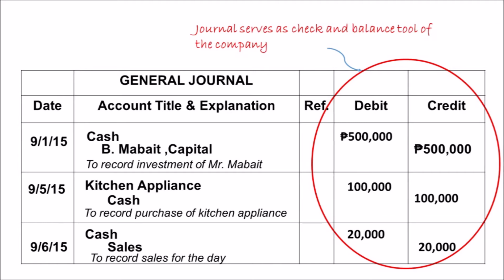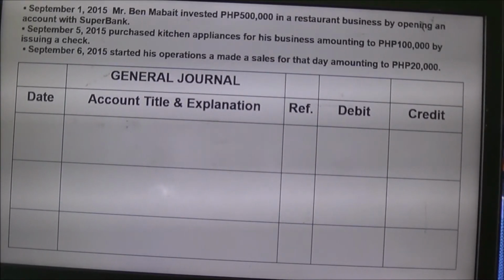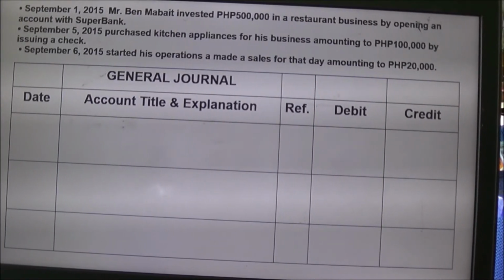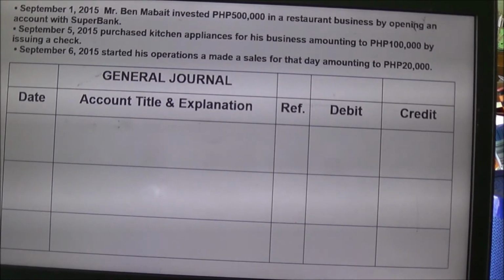And then the journal serves as check and balance tool of the company by providing the transactions corresponding debits and credits. The journal also helps prevent and locate errors as the debits and credits can be easily compared. To illustrate the recording of transactions in the general journal, let us use the following transactions as an example.